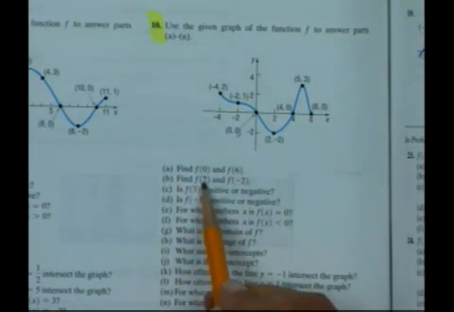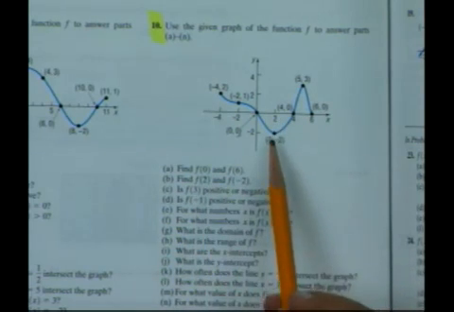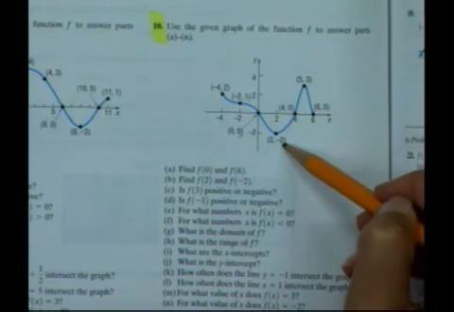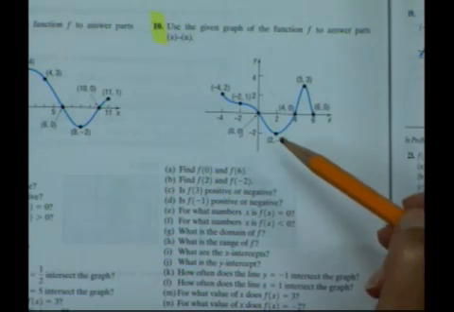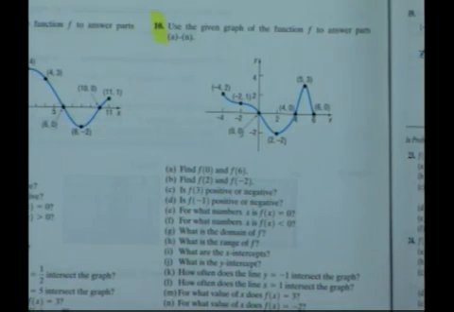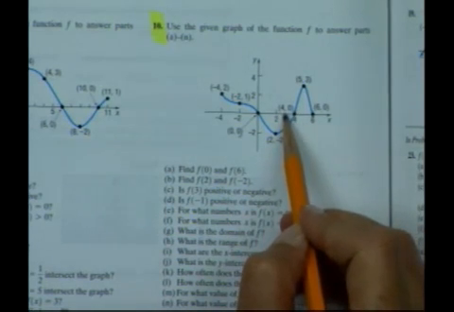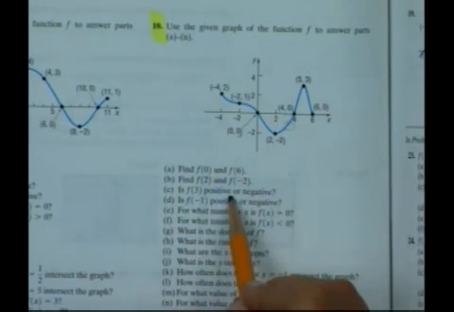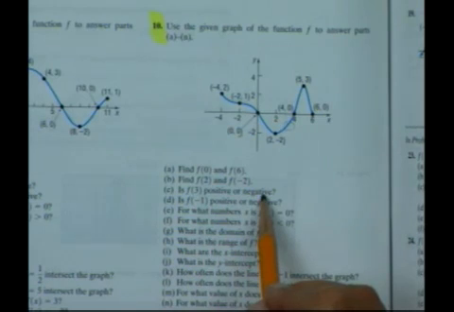Okay, let's find f of 2. These almost sound too easy, don't they? What is f of 2? Negative 2. What's f of negative 2? 1. Is f of 3 positive or negative? Negative. 3 should be somewhere right here, and this says, is the y value positive or negative?